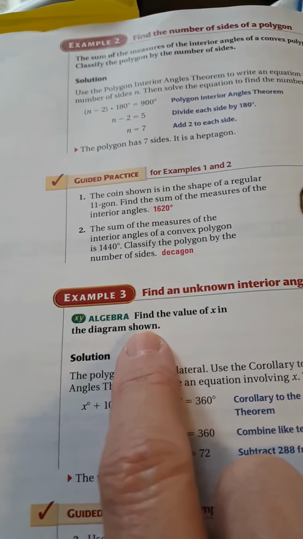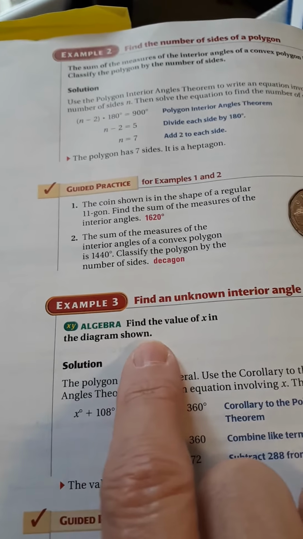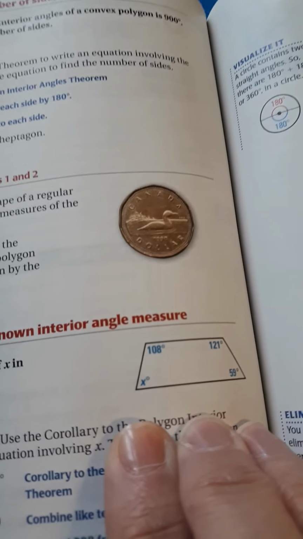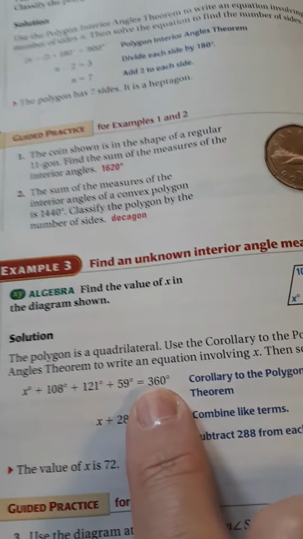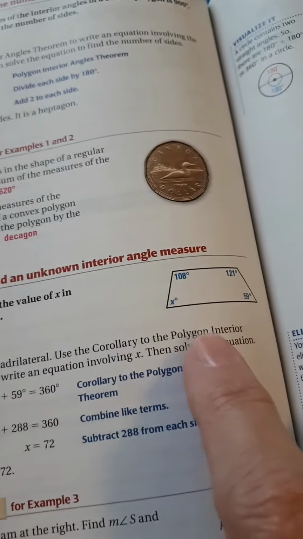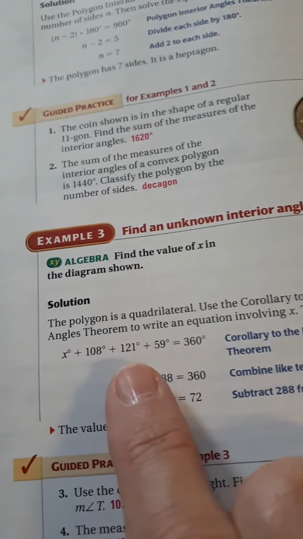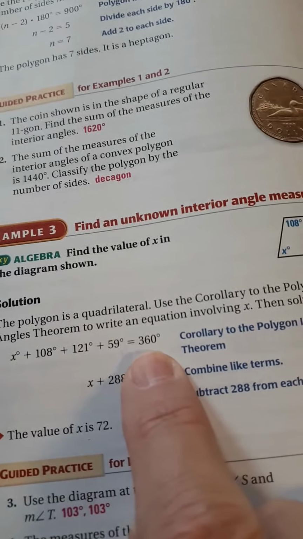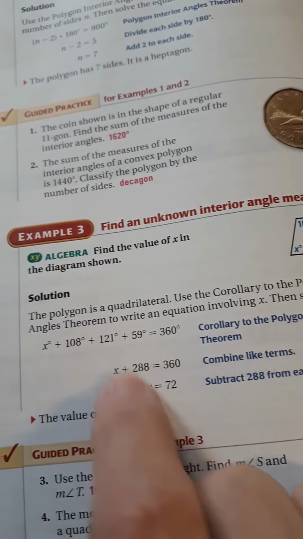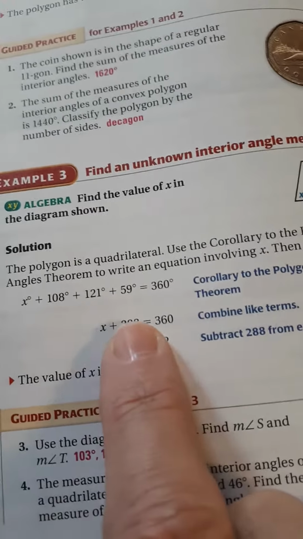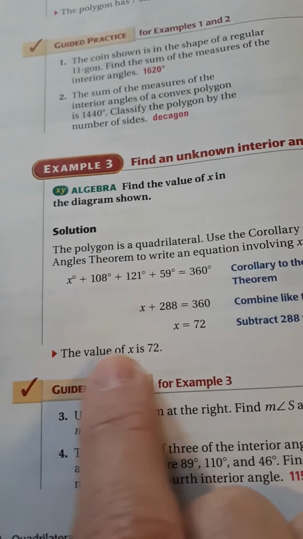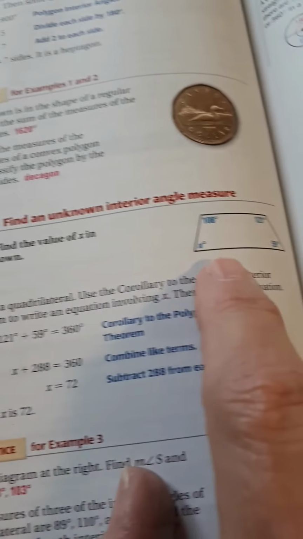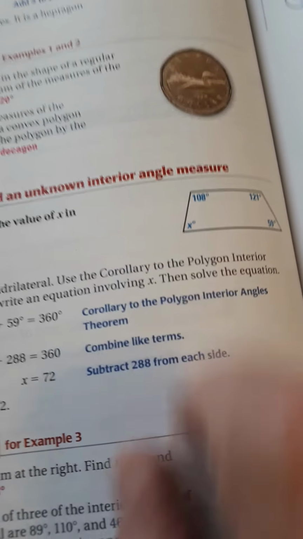Example 3 says, find the value of x in the diagram shown. Here's a diagram. We have a quadrilateral. We know that the sum of those 4 angles should add up to 360. x plus 108 plus 121 plus 59 should add up to 360. Add these numbers, we get 288. Subtract 288 from both sides, and we get that the value of x is 72. And we just found the measure of this angle, 72 degrees.